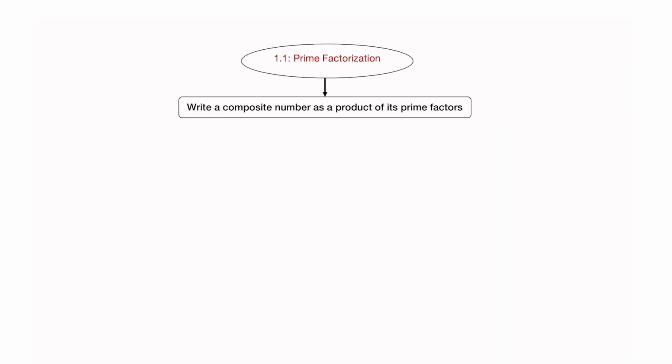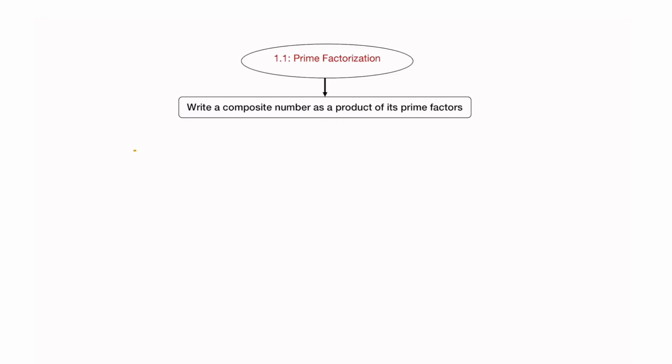In this chapter, we need to understand just one thing: how to do prime factorization. We will first understand what prime numbers are, what composite numbers are, and how to do the prime factorization. It says write a composite number as a product of its prime factors. So first let's understand these two different types of numbers that we have.